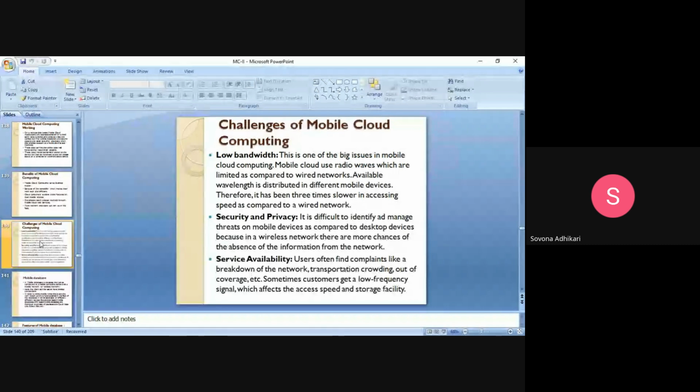It also suffers from some challenges. Nowadays mobile cloud computing is widely used, but there are some challenges. Let us discuss them one by one.